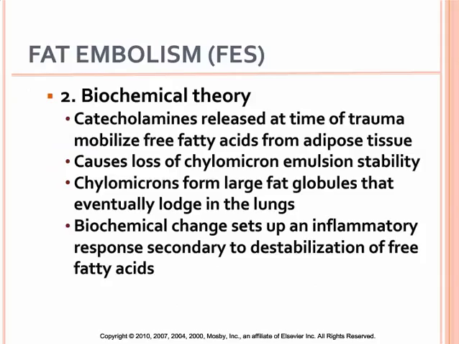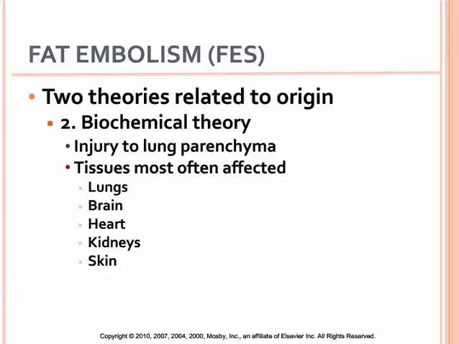The biochemical theory is that catecholamines released at the time of the trauma mobilize free fatty acids from the adipose tissue and cause the loss of chylomicron emulsion stability. Chylomicrons form large fat globules that eventually lodge in the lungs, and the biochemical change sets up an inflammatory response secondary to the destabilization of free fatty acids. In the biochemical theory, there is injury to the lung parenchyma, and the tissues most often affected are lungs, brain, heart, kidneys, and skin.